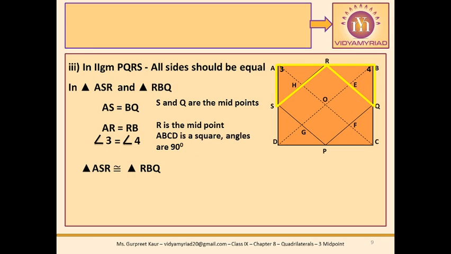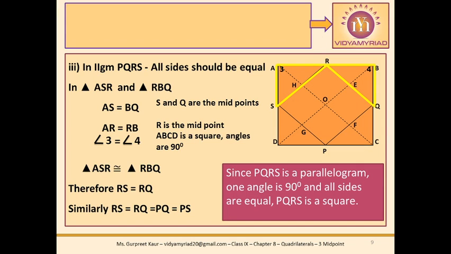So here both the triangles become congruent, and when the triangles are congruent, I can say that RS is equal to RQ. Similarly, I can prove other sides also, and I can say that RS is equal to RQ is equal to PQ is equal to PS. All the sides are equal, and thus PQRS is a square. I met all the three criteria: it should be a parallelogram, one angle should be 90 degrees, and all sides should be equal for a square.